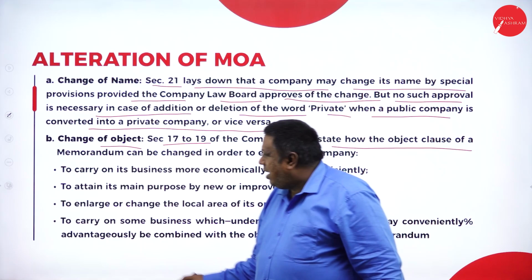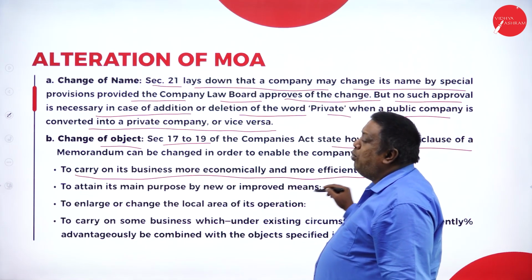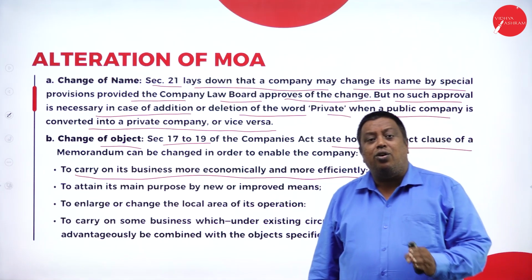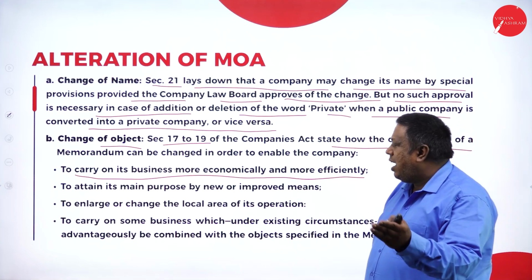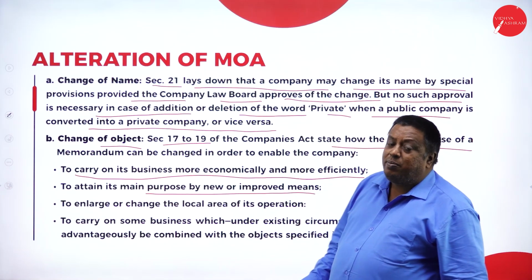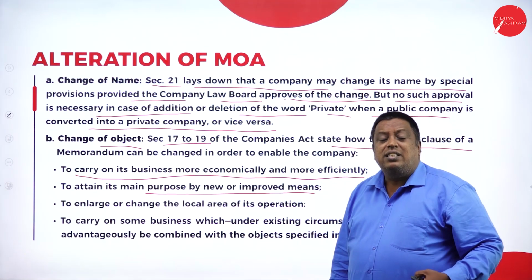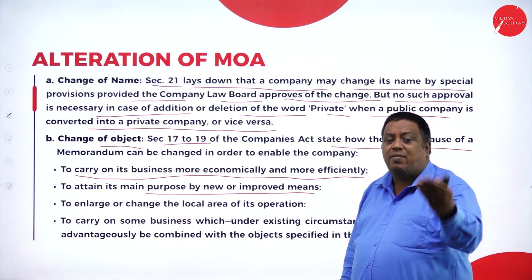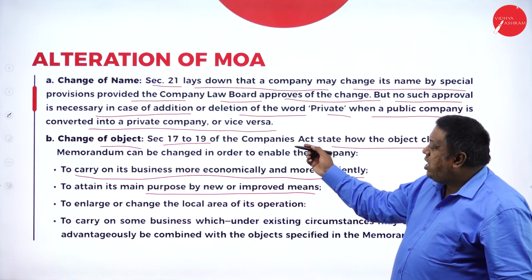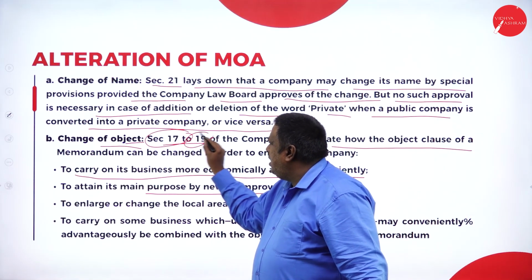Next, to carry on its business more economically and more efficiently. If the business wants to be conducted economically and efficiently, they can do that. Or to attain its main purpose by new and improved means, to adopt new technology, to increase our services, to provide quality services or efficiency of the workers. At that time, it can change through the object clause, sections 17 and 19.